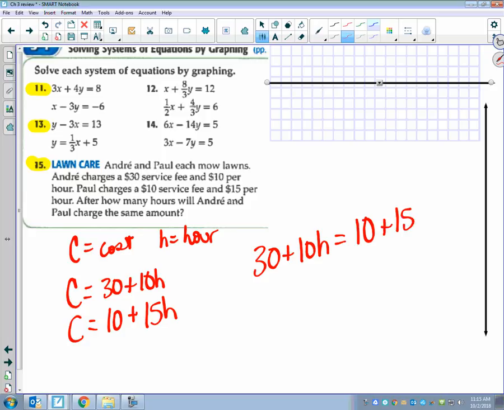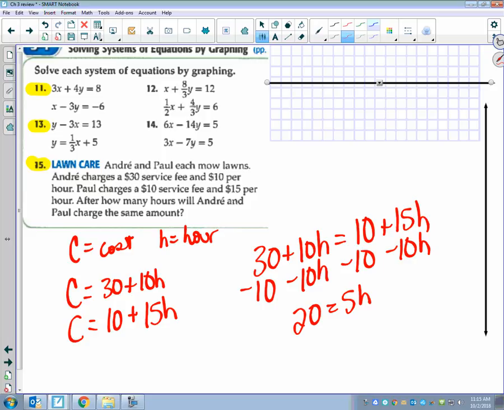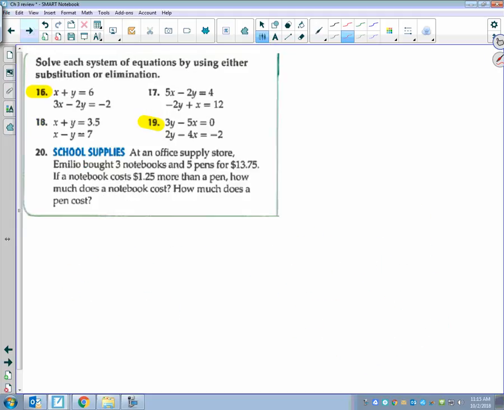So substitution, since they both equal the cost, I want to know when they equal each other, right? So I can just set them equal to each other. I can subtract 10 over here, and I can subtract 10h over here, and I get that 20 equals 5h, so h equals 4. So how many hours will Andre and Paul charge the same amount? After 4 hours of mowing, it would be the same price. Okay?